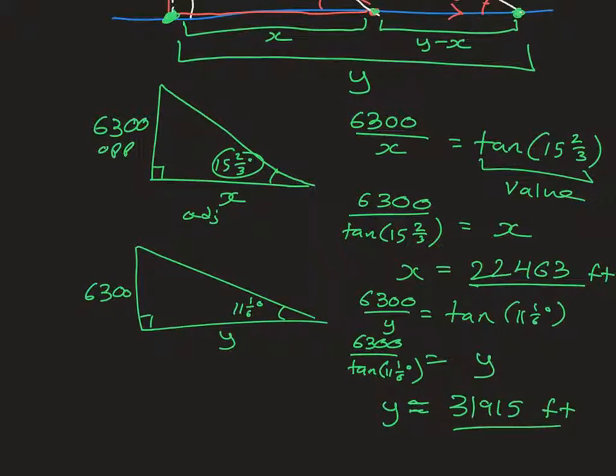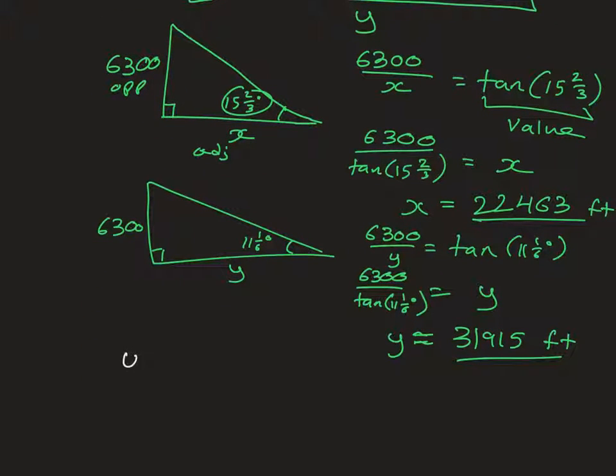And so y minus x is approximately equal to 9,450 feet. This is our answer because we also rounded it to the nearest 10 feet, like the problem asked us to.